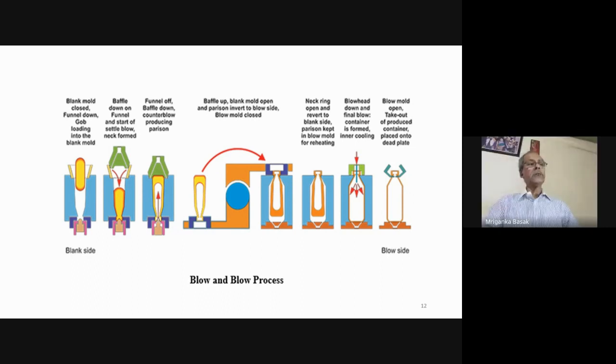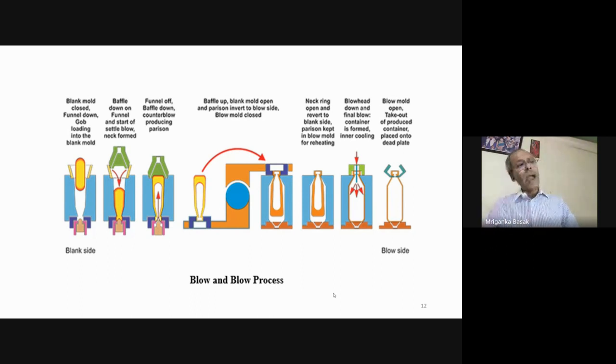Now, the IS machine has two opposite side dead plates. One side is called the blank side, and the opposite side is called the blow side. On the blank side, the parison of the bottle is formed. Parison means the outer shape of the bottle takes place, as well as the neck formation. It is in the inverted condition, as you see from the drawing. The left side is the blank side. The glass gob is drawn inside. Then there is an airflow, ingress of air. Then there is a counter blow from the bottom, which forms the neck of the bottle.